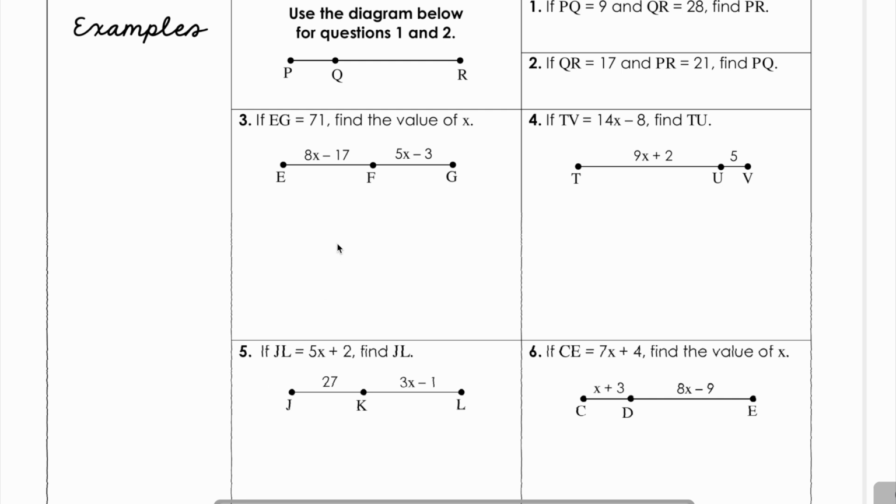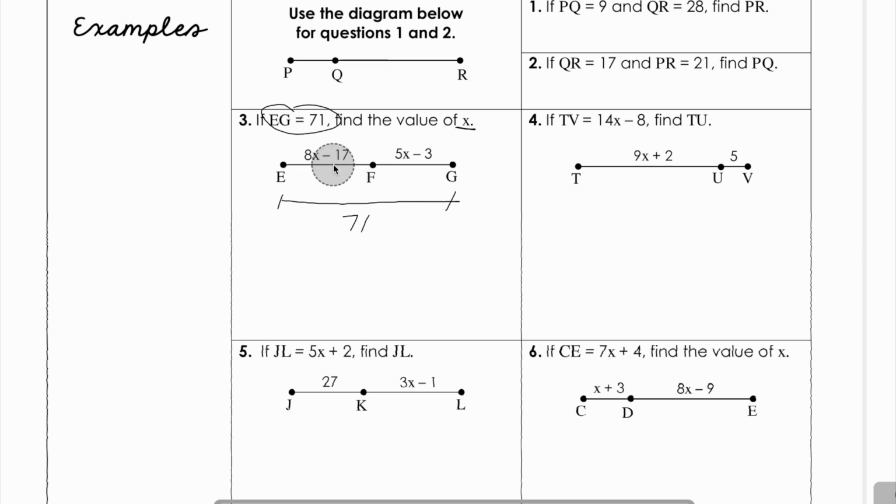So right here they tell us that EG is 71 units. So from here to here is 71. And they want us to solve for x. Well, we can solve for x by setting up an equation, right? If they told us that this was 5 and this was 15 and this one was 20, then we could say, oh, okay, the full length is going to be 35.